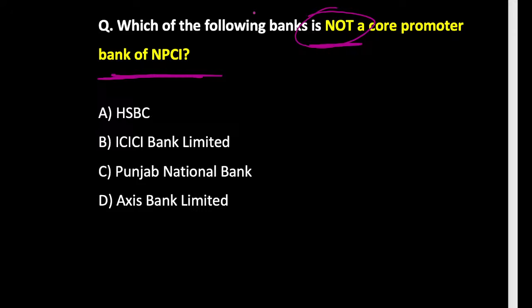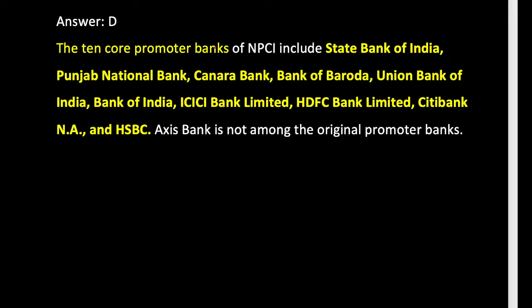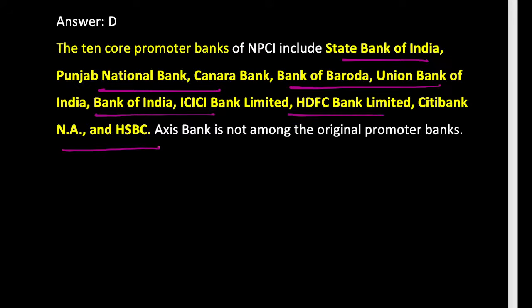Yes, very good Indra ma'am and Raju sir. So Axis Bank was not a core promoter. The rest of these were the promoters of this particular institution. Okay, so D will be the right answer. It was State Bank of India, Punjab National Bank, Canara Bank, Bank of Baroda, Union Bank of India, Bank of India, ICICI, HDFC, Citibank and HSBC. Okay, so these were the core promoters.